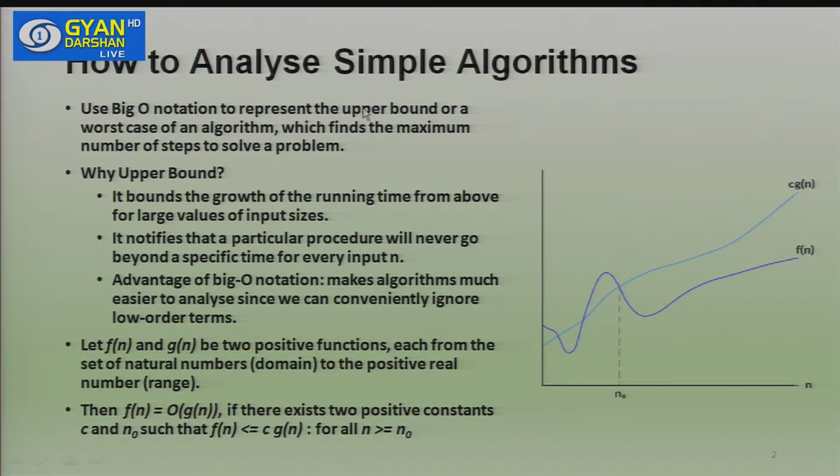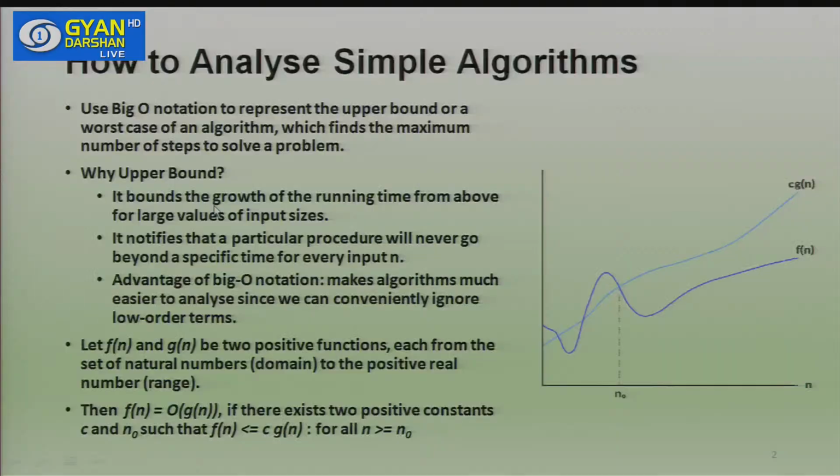Big O notation represents the upper bound or worst case of an algorithm, which finds the maximum number of steps to solve a particular problem. So basically, big O is going to give you the maximum number of steps for solving a particular problem. And if we can define the maximum number of steps, then we will be able to know the worst case behavior of that particular problem.